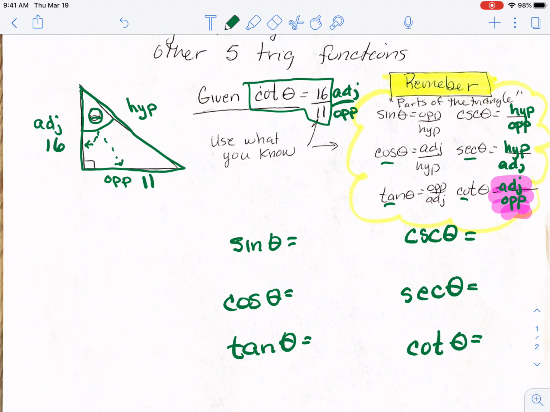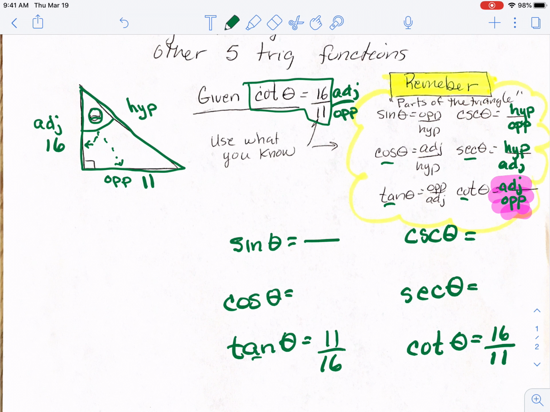I know cotangent is 16 over 11, so I'm going to go down to my cotangent theta and put my 16 over 11 in. Now, I might as well use that. I know tangent and cotangent are reciprocals, so I'm going to take the 16 over 11 that I know. I'm going to flip it over. And that gives me my tangent is 11 over 16. So we're a third of the way done. Woohoo!